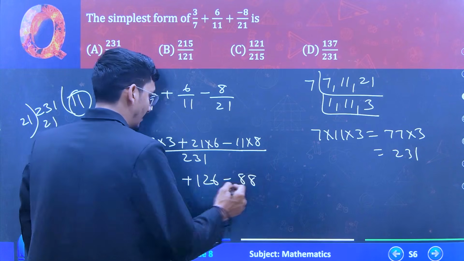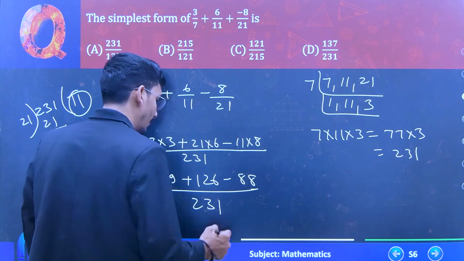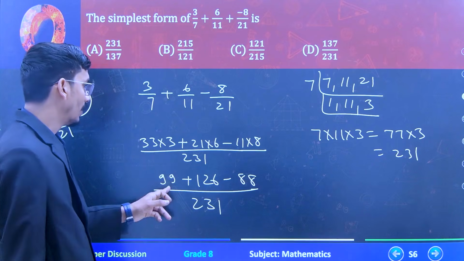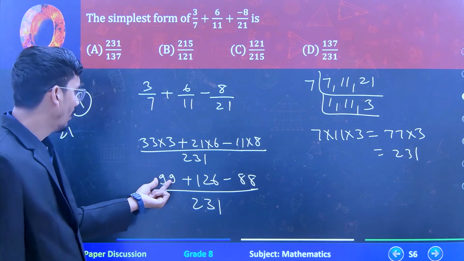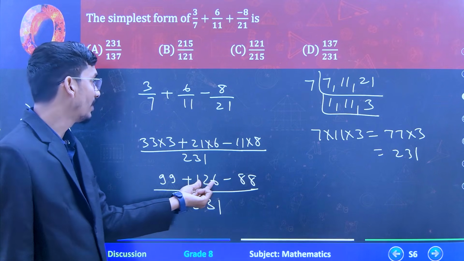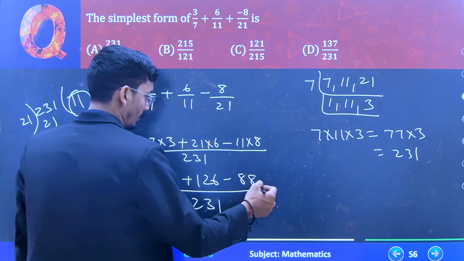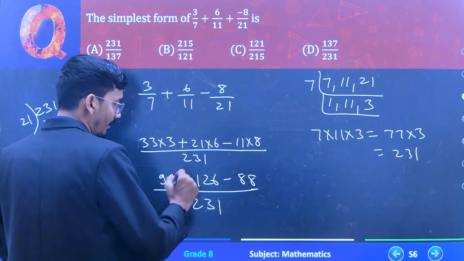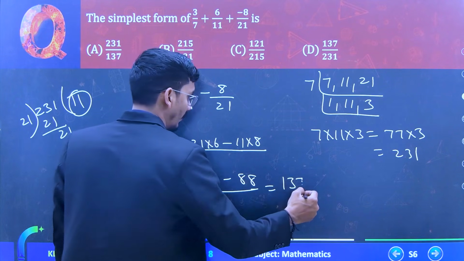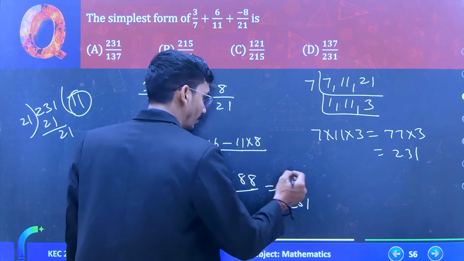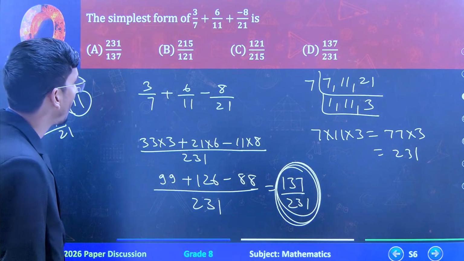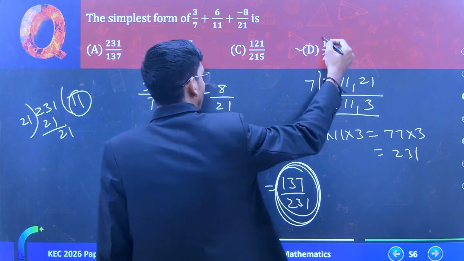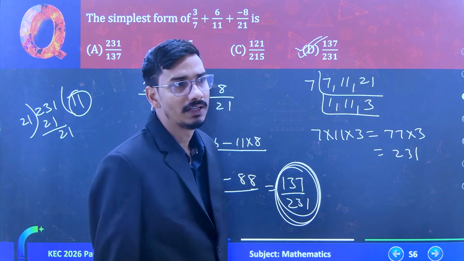After 88 divided by 231. Now simplify, beta. 99 plus this minus this quantity. So we can also write 126 plus 11, that is equal to what? 137 by 231. So according to this, which option is correct, beta? Option number D. Option number D.